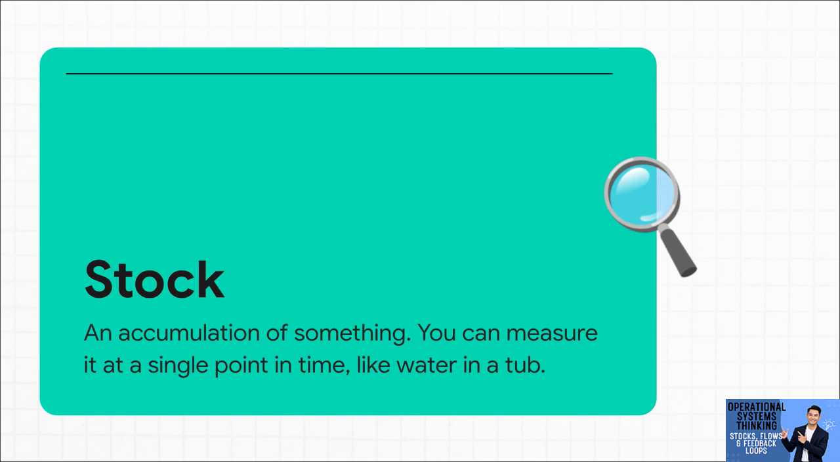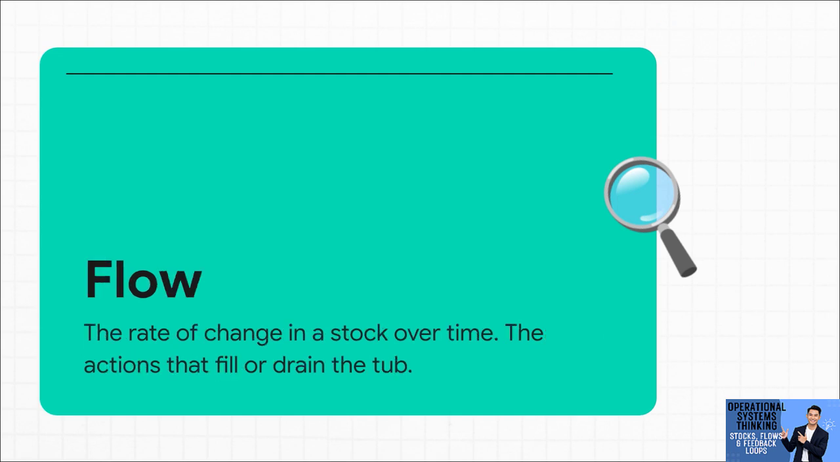You can walk into the bathroom, press pause on time, and measure it. There are 10 gallons of water in here. It can be something physical, like cash in a drawer, or something you can't touch, like your level of happiness. It's the condition.